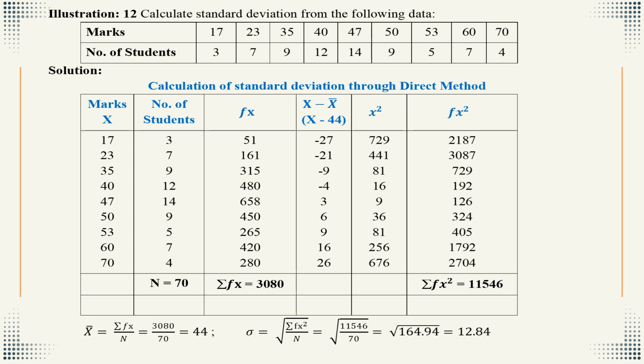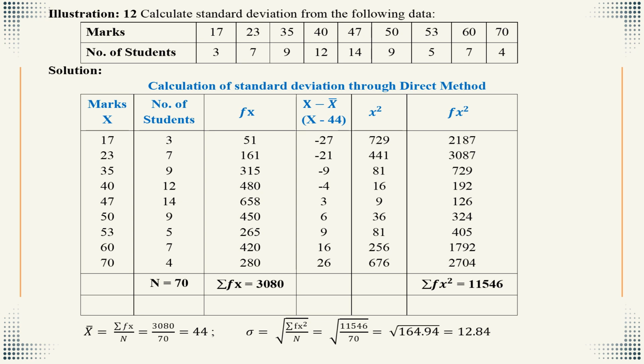Then 6 columns have been taken. The first two columns are as in the illustration. The third one is f into x, that is, in the first sum, 17 into 3 is 51. Like that you have to calculate. And n is equal to 70, the total of the second column. Fx is the total of the third column, that is 3080. Here the arithmetic mean is 3080 by 70, which is equal to 44.